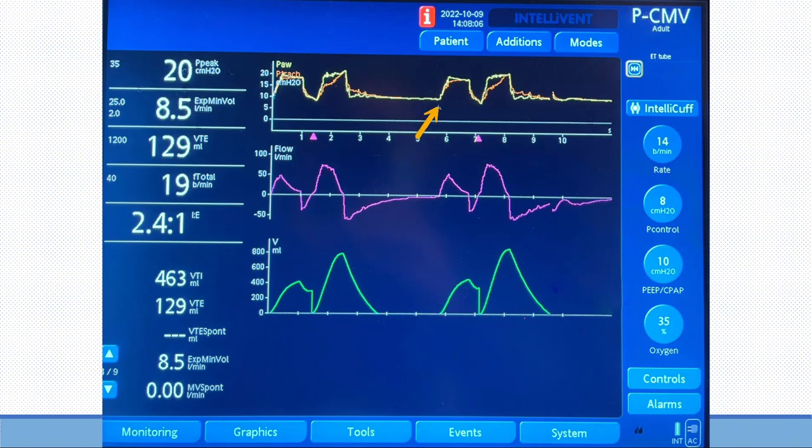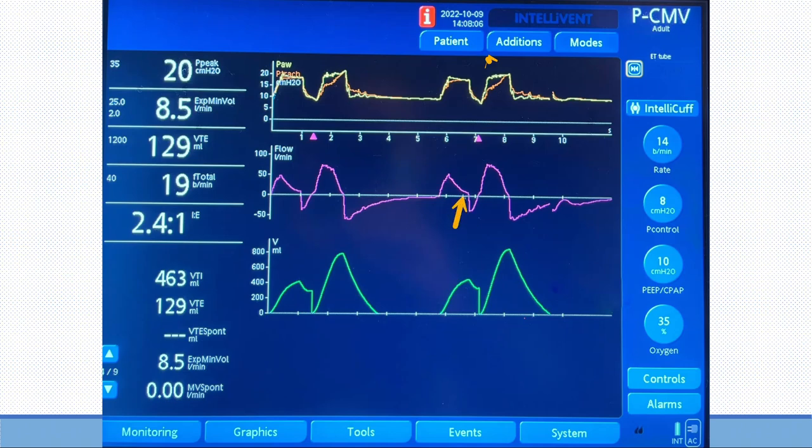The first breath is time triggered. You don't see negative deflection. You don't see the indicator that this is started by the patient. So this is time triggered. The machine delivered 8 centimeters of water above the PEEP. You can see the flow goes up to maximum inspiratory flow and decelerates, and the volume was around 400. Now, expiration starts here, and this is time cycled. The pressure goes down, and the flow goes down to expiratory flow.